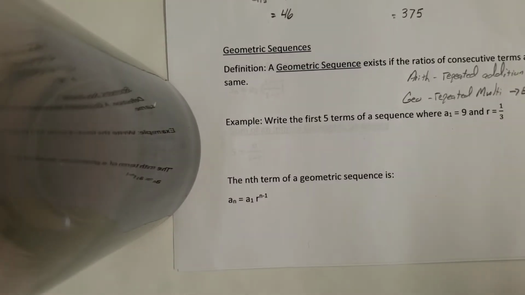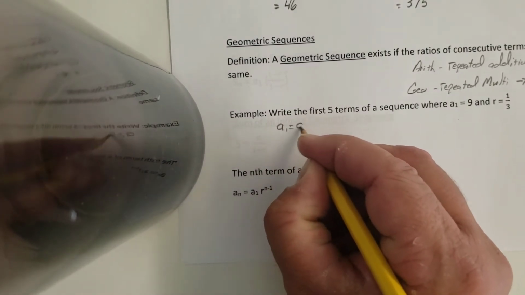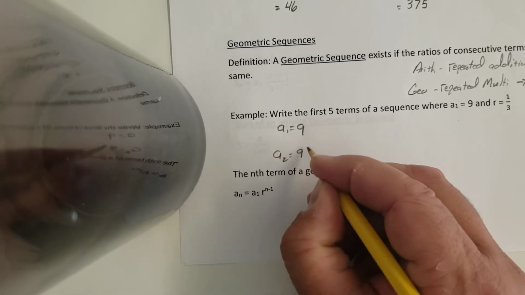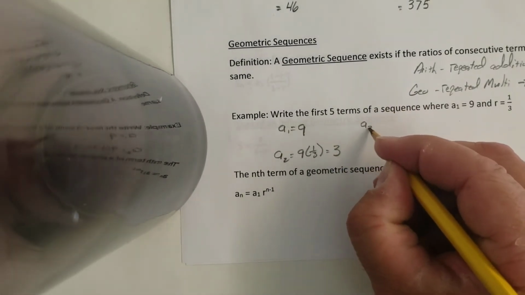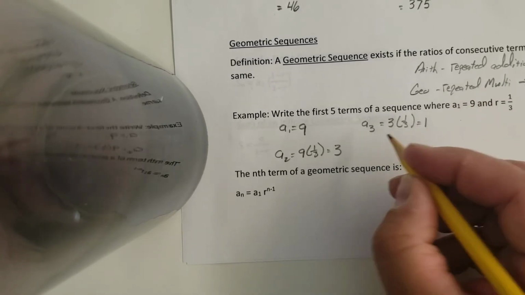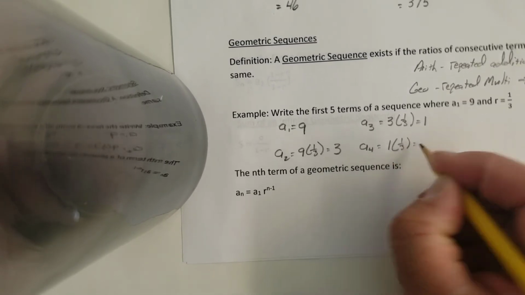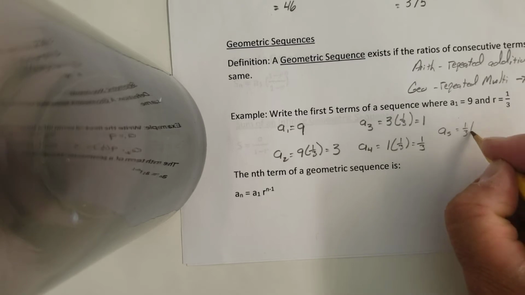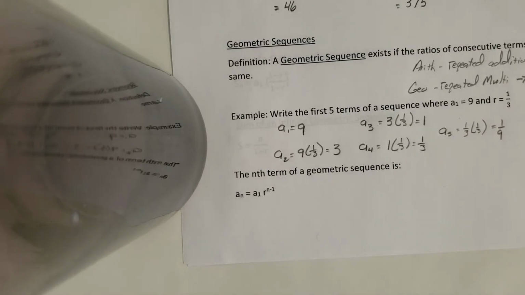Write the first 5 terms of a sequence where the first term is 9 and the ratio is 1/3. So your first term is 9, nice and easy. Your second term is your first term times 1/3, and you get 3. And as you go, you keep taking your terms, multiplying by 1/3, because you have repeated multiplication. 1 times 1/3 is 1/3. And then your fifth term is 1/3 times 1/3, which comes out to be 1/9. And there are your 5 terms.